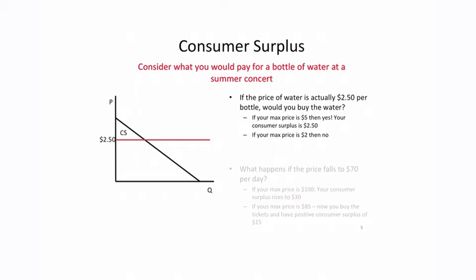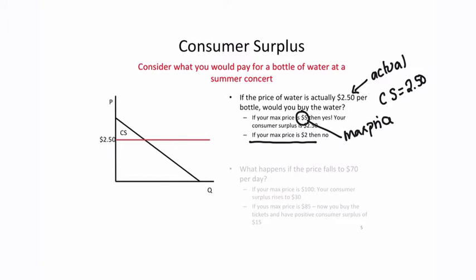The difference between the actual price and your maximum price, so that your consumer surplus would be $2.50. Now, if your maximum price was only $2 and the actual price is $2.50, you wouldn't buy the bottle of water. So as you can see, the consumer surplus is going to be the area below our demand curve and above the price.